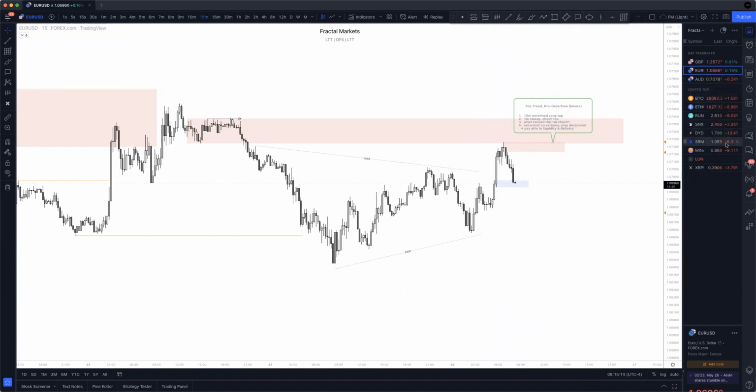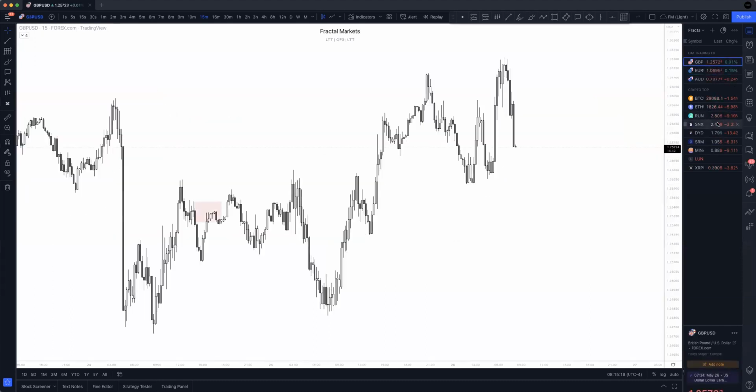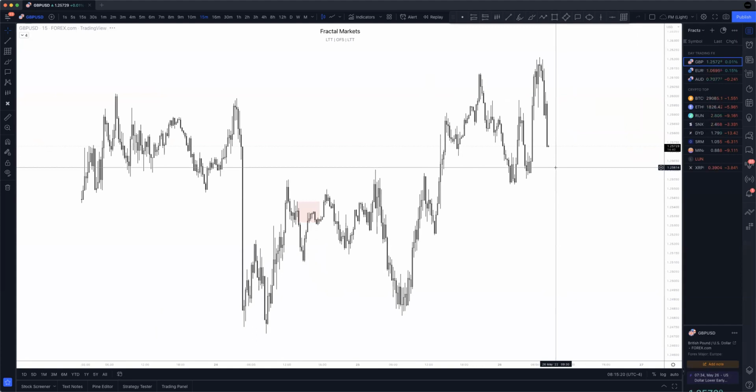Crypto's taking a hit. Holy fuck. Yeah, no worries, Chris.